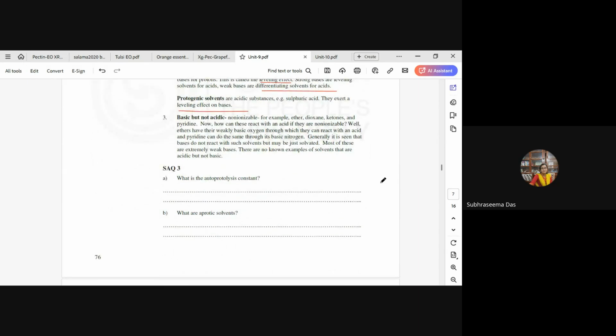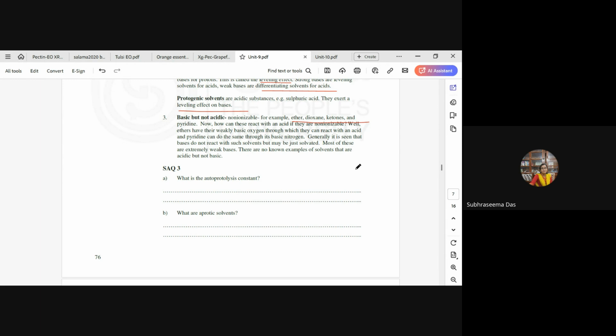Now, coming to the third category of non-aqueous solvents, they are basic but not acidic in nature. That is, they are non-ionizable in nature. The examples include ether, dioxane, ketone, and pyridine. Now, how can these react? Since they are non-ionizable, how do they react with an acid? Ethers have a basic oxygen through which they can react with an acid, and pyridine also does so through its basic nitrogen. Basic oxygen and basic nitrogen indicate the presence of a lone pair there.